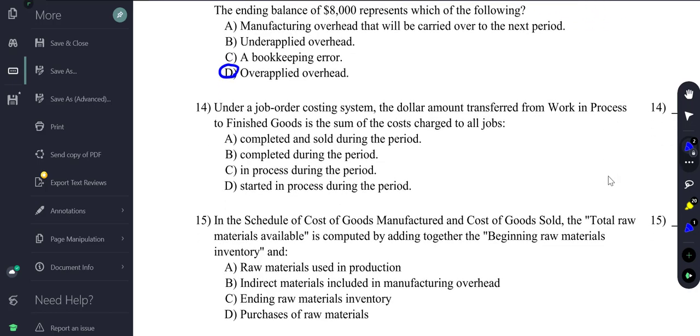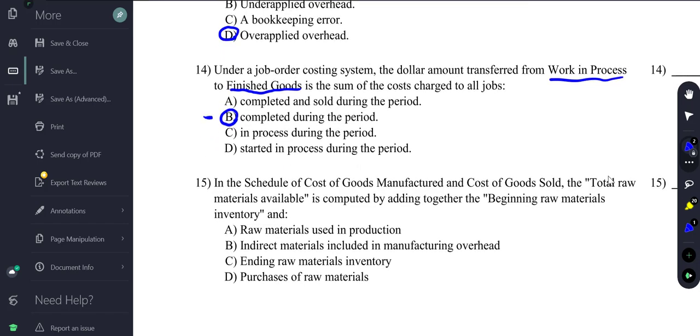Number 14, under a job order costing system, the dollar amount transferred from work in process to finished goods is the sum of the cost charged to all jobs, okay, from work in process to finished goods, to all jobs that are completed during the period. We haven't sold them yet. We're putting them in finished goods. They're ready to be sold. But when we're moving them from work in process to finished goods, we're merely saying, okay, those are done in the production process and they're ready to be sold. So it's letter B, all right?